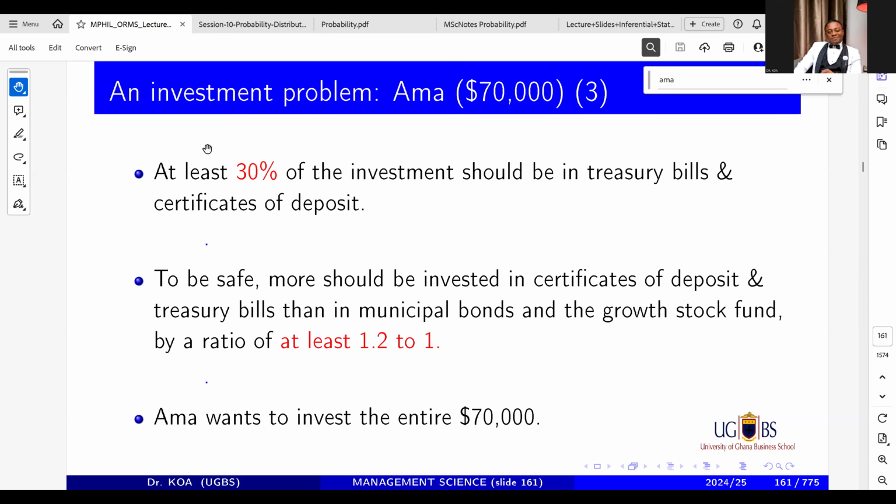The next constraint starts with: at least 30% of the investment should be in treasury bills and certificate of deposit. I want you to think, and for the next 1 minute, tell me or write to me, either you type to me privately in the chat, or you raise your hand and walk me through perfectly how to formulate this very constraint. Who can tell us? Use 1 minute to think through.